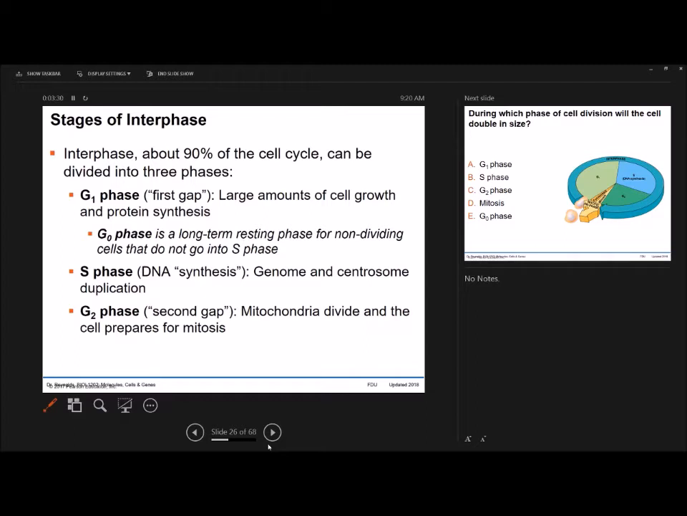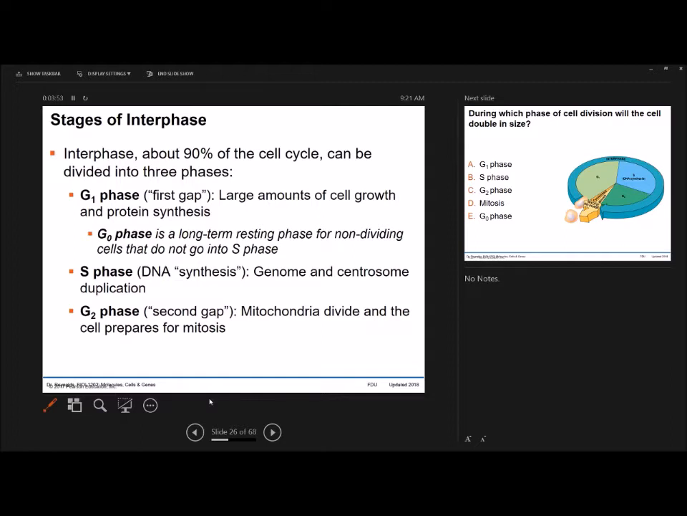It has to decide if it's going to divide again or not. If it's a non-dividing cell, it will go into this long-term resting phase that we call G0. Cells that are in G0 just stop. They don't go any further. After they've grown from their division, they just go into doing what they normally would do. Okay, most of your cells do this. They just go to G0.